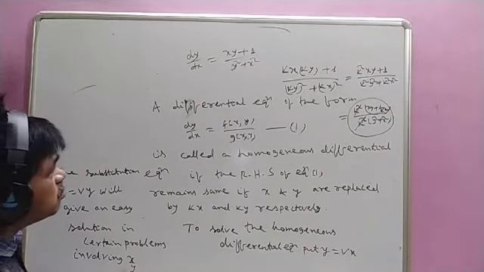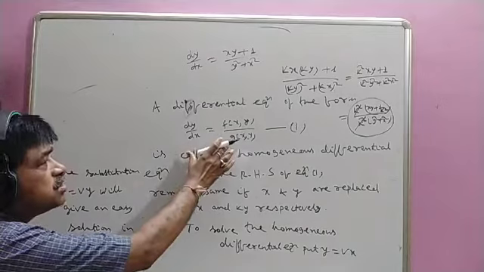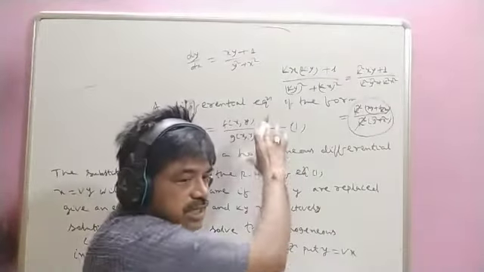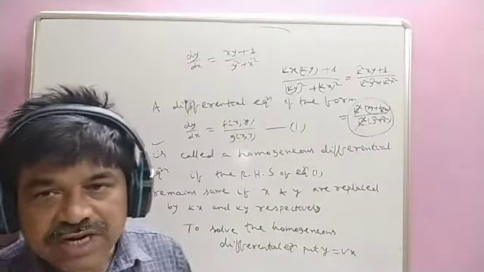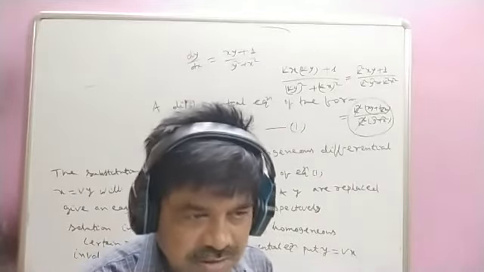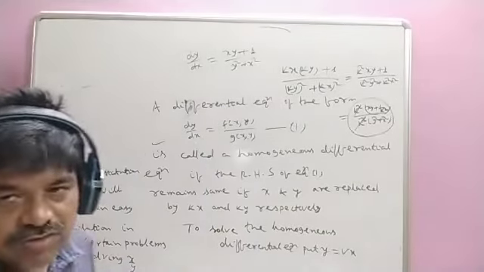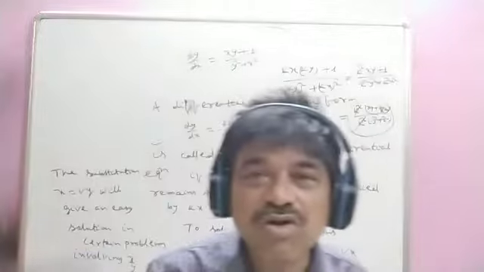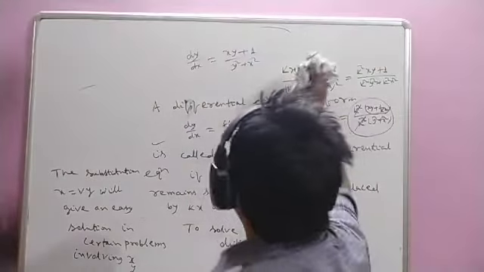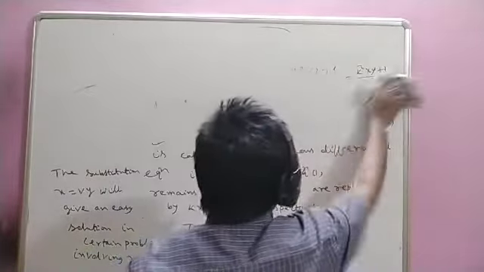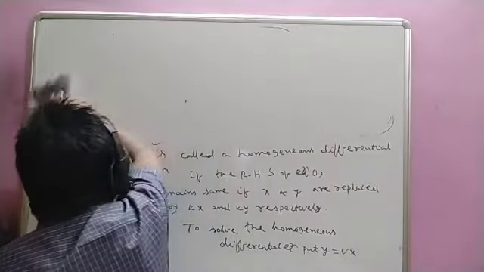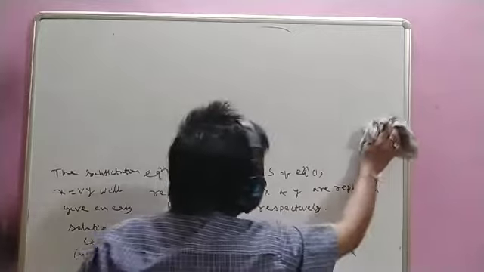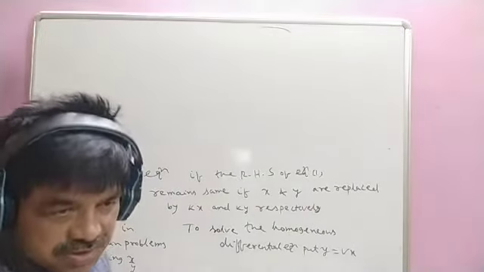But how to know whether the given differential equation is homogeneous or not? So this is one method. What I told: replace x by kx on the right hand side, and y by ky, if the right hand side remains same, then that is a homogeneous differential equation. That is one method. Another method I am going to tell you. Hello my dear students. Hello. Okay, so let us discuss another way of knowing whether the given differential equation is homogeneous or not.